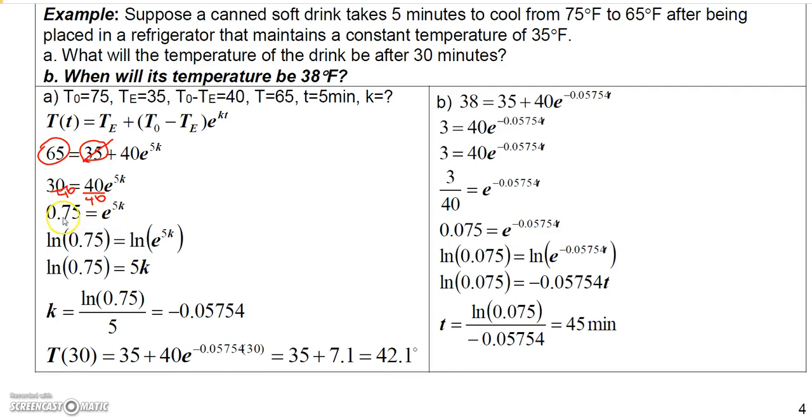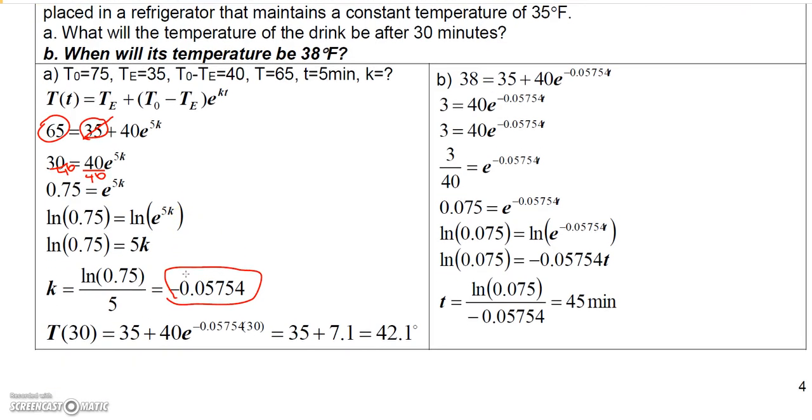And then to get k, I can take the natural log of both sides, so I have the natural log of 0.75 is equal to the natural log of e to the 5k, and we know the natural log of e to the 5k is just 5k. So I have natural log of 0.75 is equal to 5k, and then just divide both sides by 5 to get the k value. And when I put this in a calculator, I got negative 0.05754. So now I can take this number and I can put it back in here.